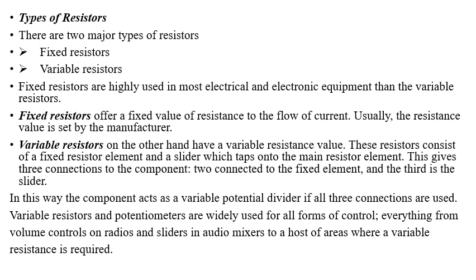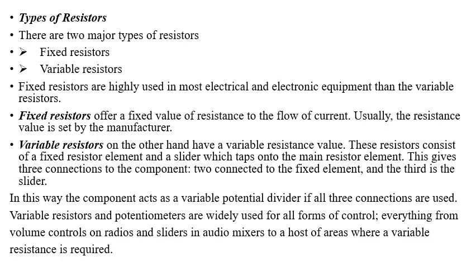Types of resistors. There are two major types of resistors. We have the fixed resistors and variable resistors, and the fixed resistors are used in most electrical and electronic equipment more than the variable resistors. Fixed resistors have a fixed value of resistance to the current flow. Usually the resistance value is set by the manufacturer.